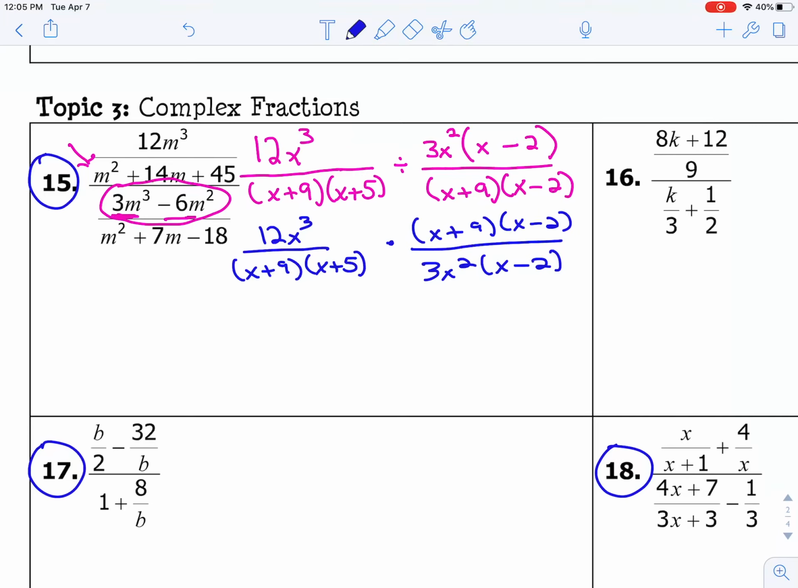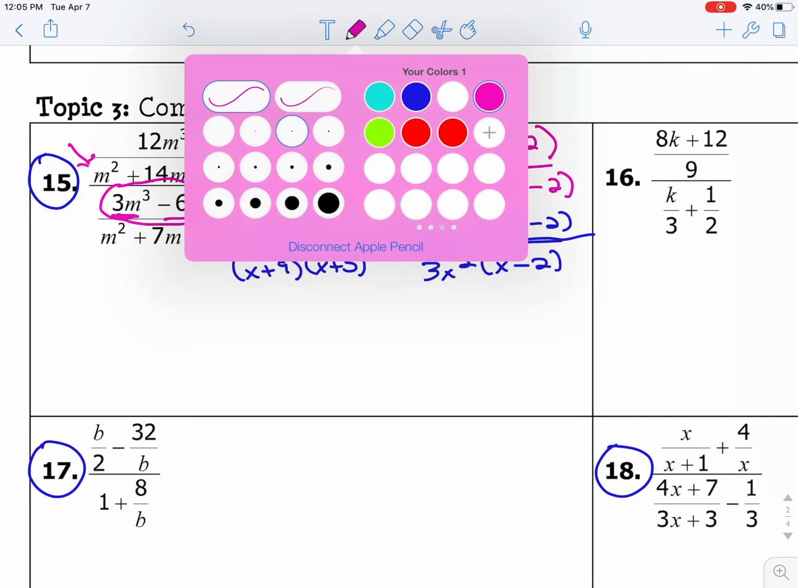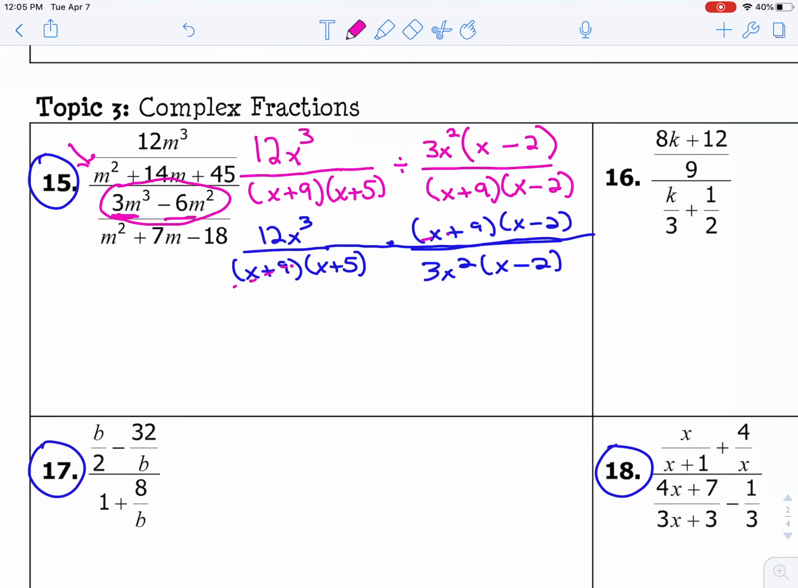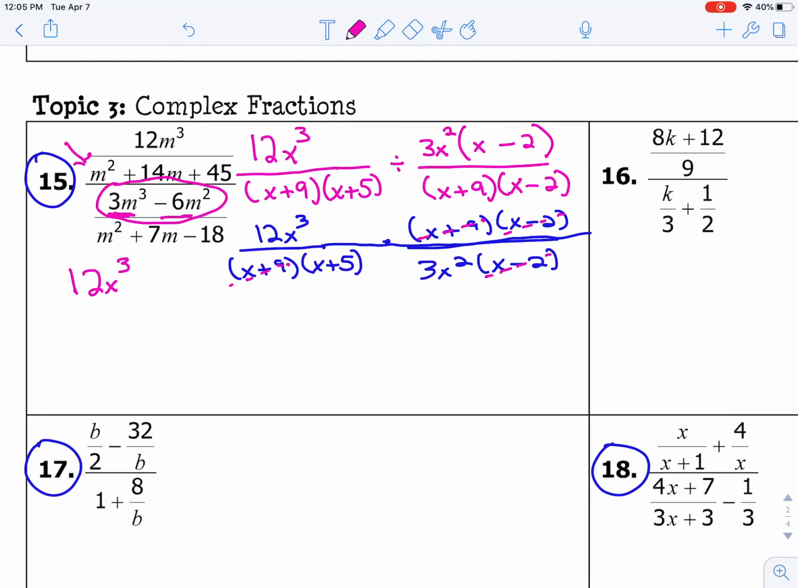Okay, now that we have the problem all written out as a multiplication problem, I like to start thinking about it like this. It's kind of all one big fraction because it's multiplication. Remember, they don't need common denominators when you're multiplying. So when it's like that, look what happens. x plus 9 is gone, right? x minus 2 is gone. And, well, what am I left with? I only have one thing on the top, and that's 12x to the third. And what's left on the bottom? 3x squared and x plus 5.